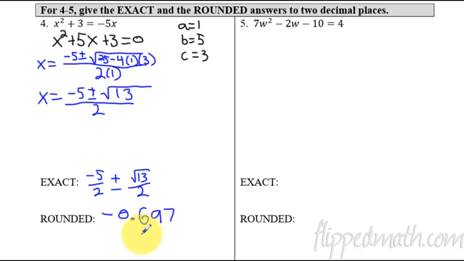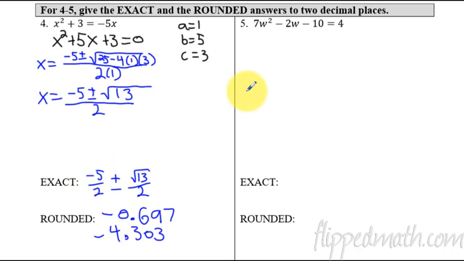I'll go out 3 decimals. And then the other one was -4.303. So the first one was if I add this fraction. The second one was if I subtract this fraction. That's where these 2 rounded answers come from. So these are the rounded approximations of the zeros, or the solutions to this, and this is the exact, because we're not rounding anything, we're telling you exactly where it is.